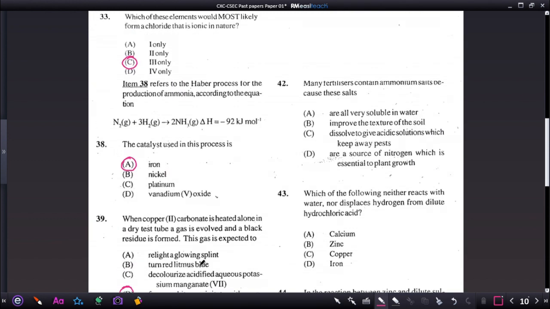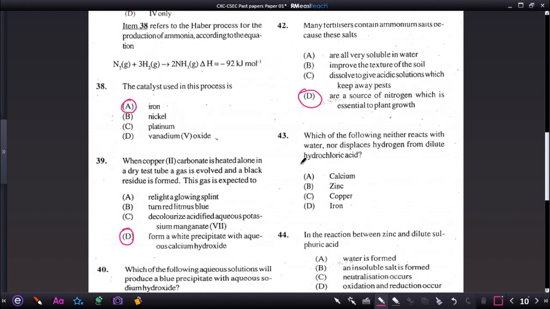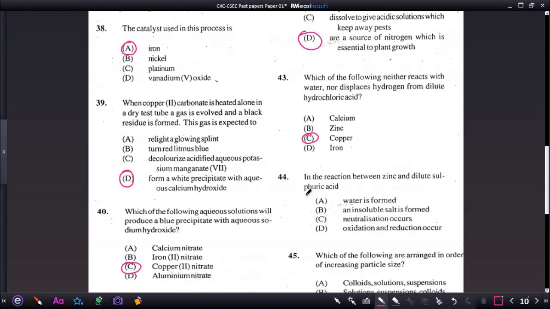42. Many fertilizers contain ammonium salts because these salts are very soluble in water, improve the texture of the soil, dissolve to give acidic solution which keep away pests, or are a source of nitrogen which is essential to plant growth. And that's D. 43. Which of the following neither reacts with water nor replaces hydrogen from dilute hydrochloric acid? And that's copper, because copper is below hydrogen in the reactivity series.